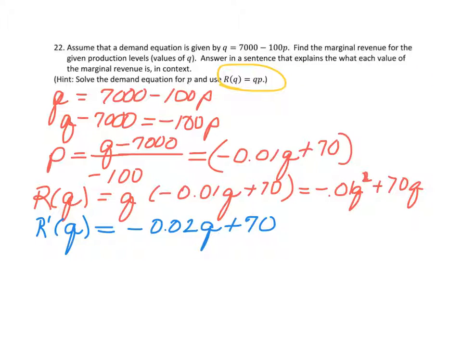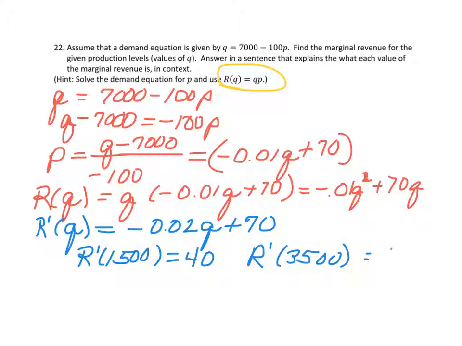So now that you've got the derivative, then it's fairly easy to plug in and find R prime of 1,500, which turns out to be 40. And then R prime of 3,500, which turns out to be 0. And then R prime of 6,000, which turns out to be negative 50. So hopefully that'll take care of that one.